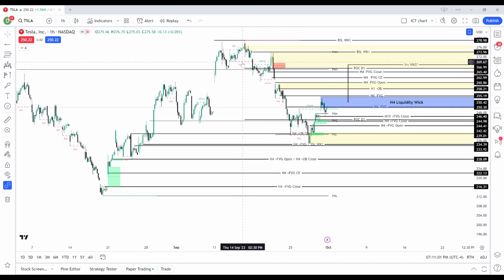Then it changed back to bearish. Okay, this is the 1 hour time frame. So we got the change to bullish. Can we get the optimal trade entry, right? Because if this is a market maker reversal, smart money reversal, right?